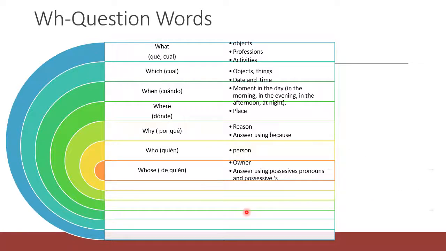The last question in this case is whose. Whose means the quién. Whose book is this? It's Susan's. It's hers. So you can see that in this question we're finding out about the owner. And the answer can use possessive pronouns and the possessive apostrophe s.